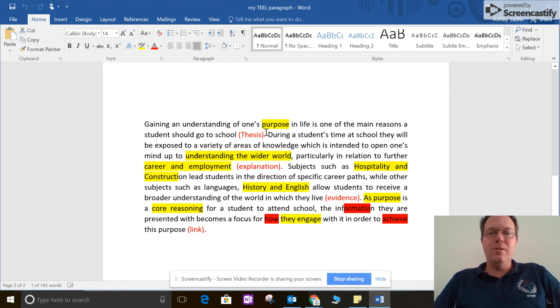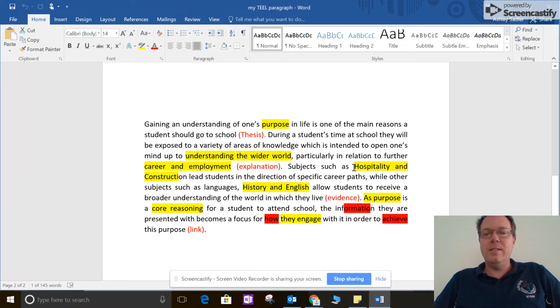So during a student's time at school, they'll be exposed to a variety of areas of knowledge, which is intended to open one's mind and understanding to the wider world, particularly in relation to career and employment. So if I think about the idea of purpose, I've made 2 points. One is your purpose is to understand the world, but secondly, your purpose for coming here is to get some form of a job. So what I need to do now is give an example of this understanding of the world and give an example of this concept of a job.